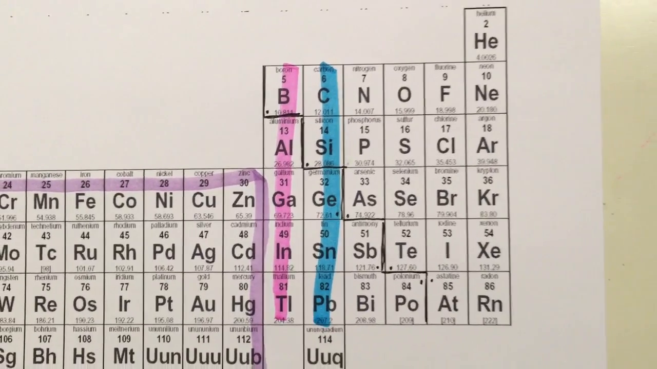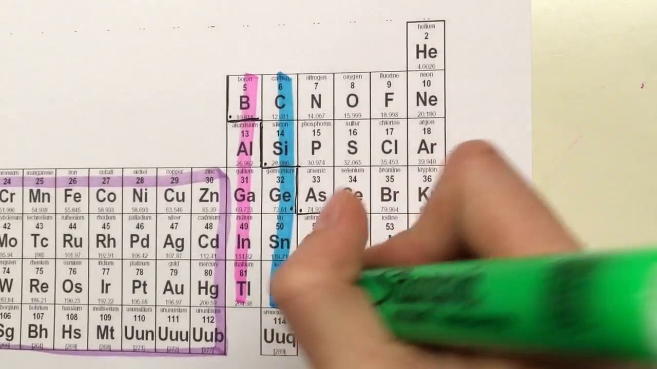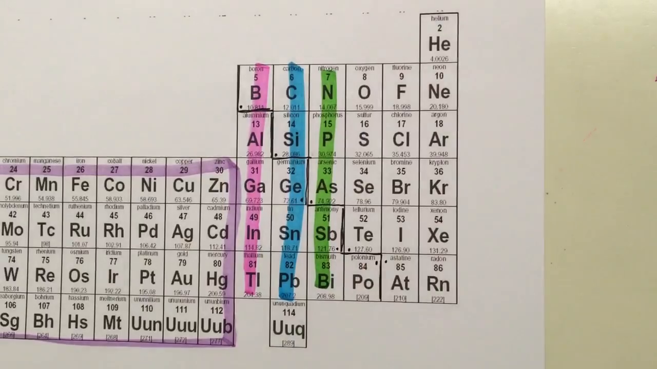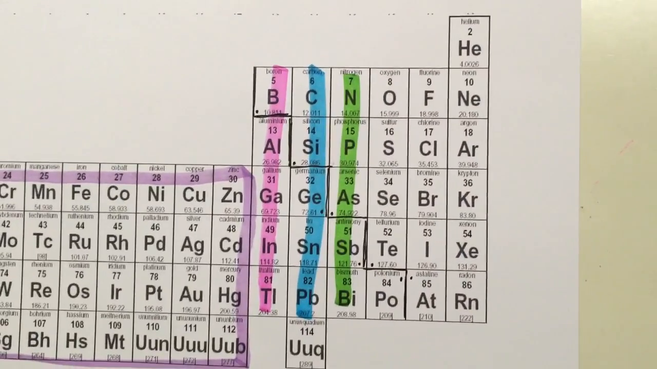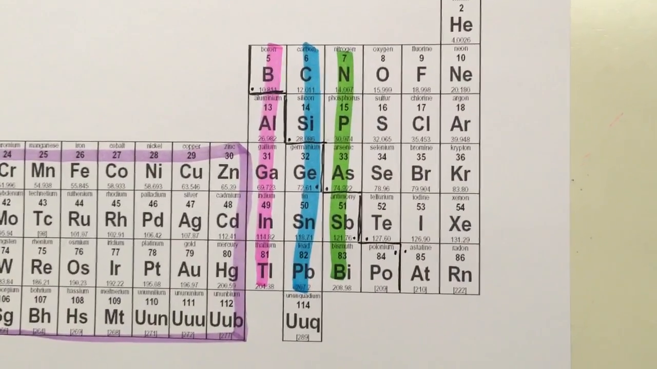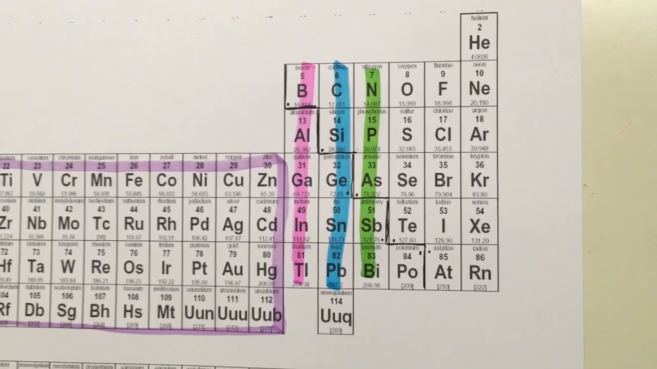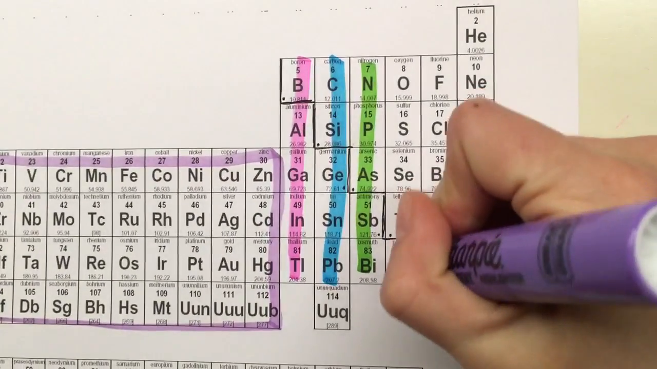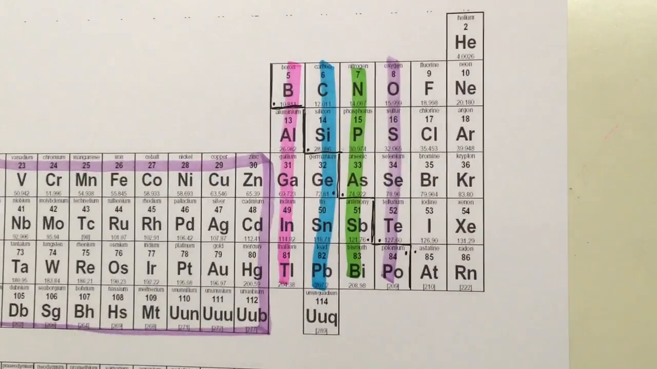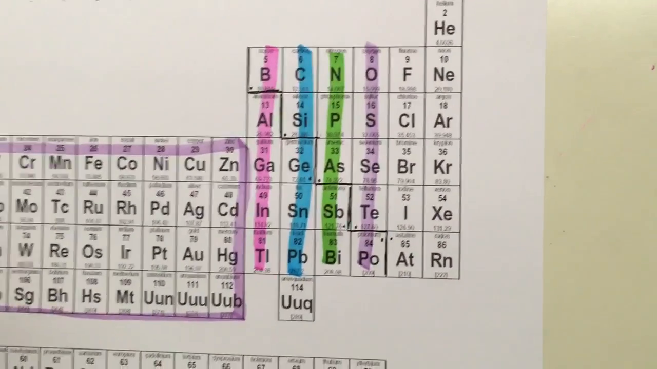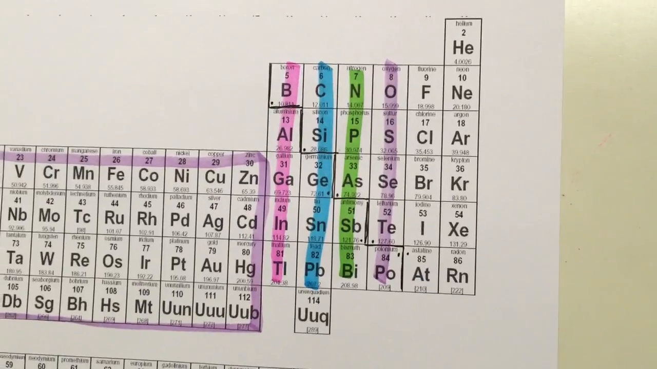Next, we have the nitrogen family. The nitrogen family has 5 valence electrons, and they tend to share electrons when they bond. It makes up 78% of the atmosphere. Next, we have the oxygen family. The oxygen family has 6 valence electrons. Oxygen is the most abundant element and is very active.